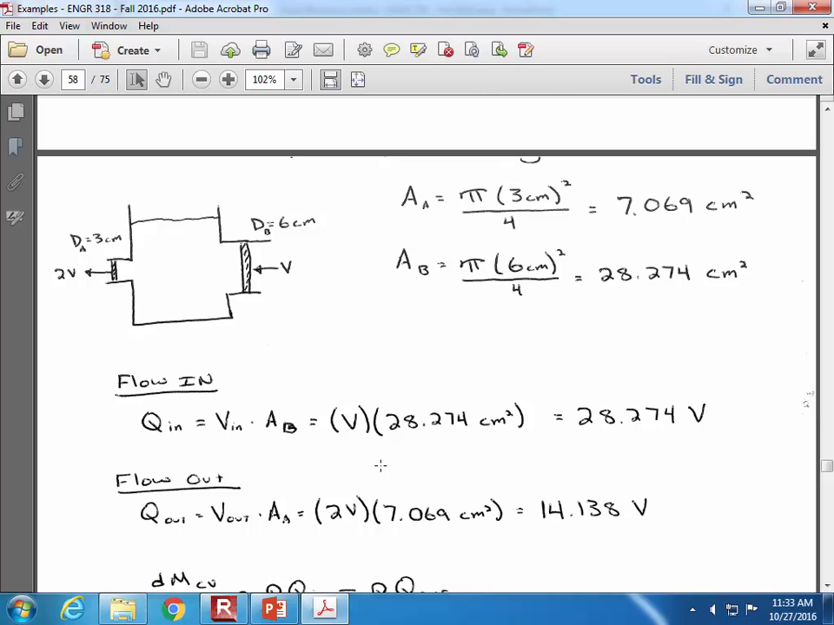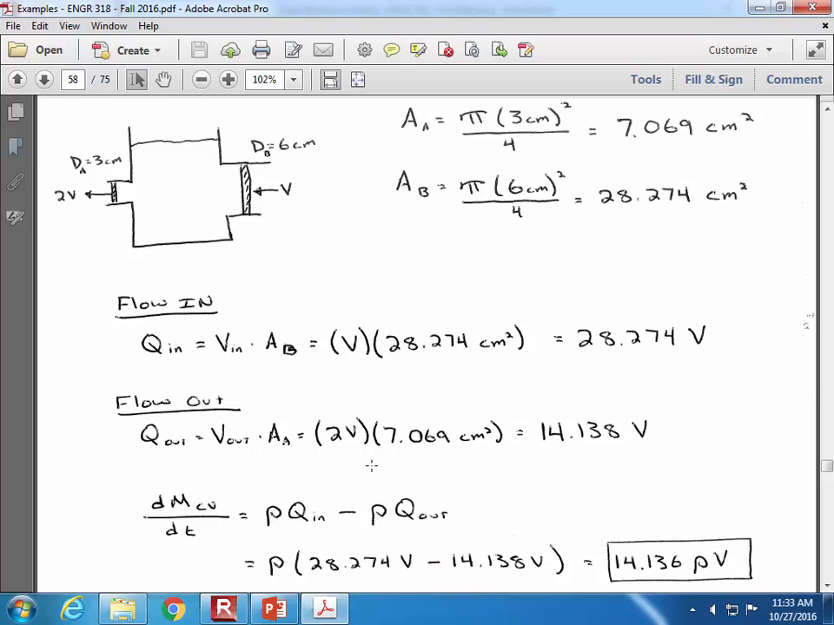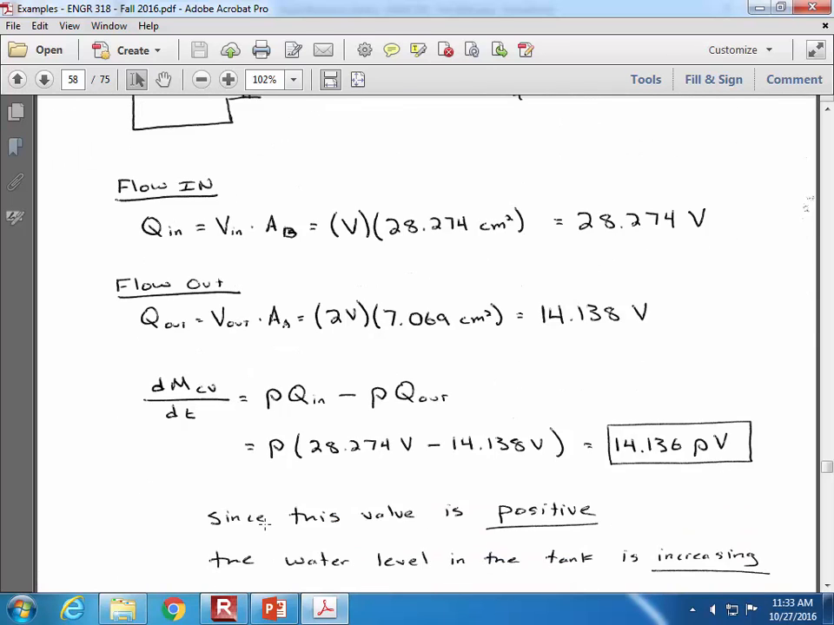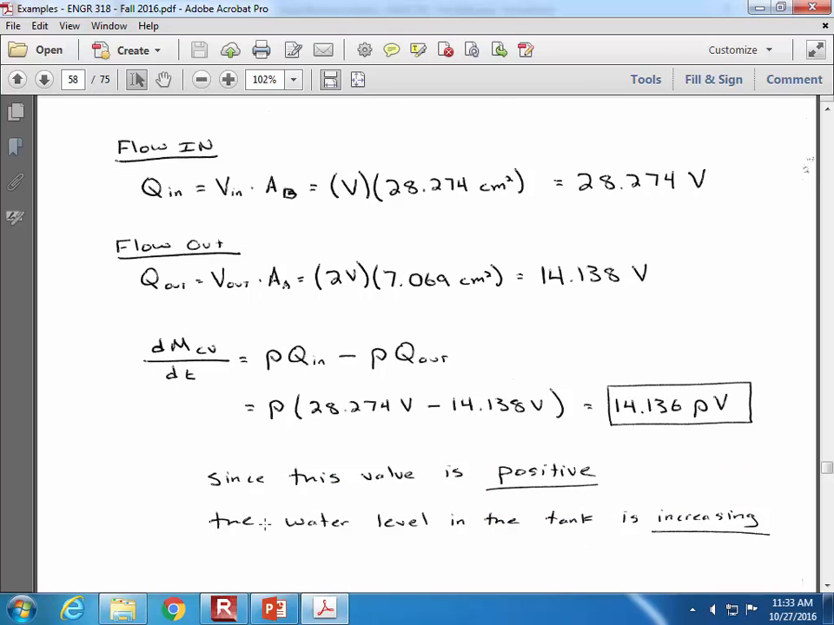So then the net, if we have in minus out, obviously there's going to be more in. So that means a net accumulation inside of the control volume. And, you know, this is water. We can put in the density if we'd like. But here it's saying that the accumulation is the density times the velocity, and then 14.136 is the difference between the in and the out.